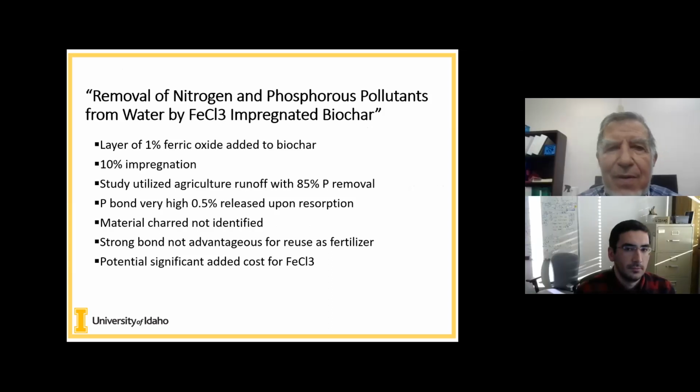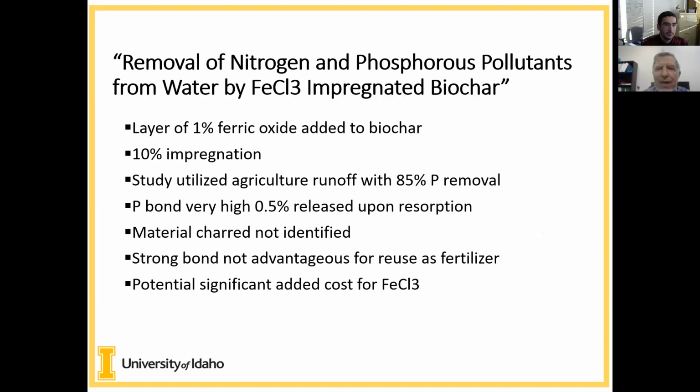The P bond in the biochar was very high, as only 5% or 1/2% was released upon resorption. The material charred was not identified, which I thought they should have done. The strong bond was not advantageous so that the biochar could be reused as a fertilizer. And they noted that they felt like a potential significant added cost would be recognized with the ferric chloride.